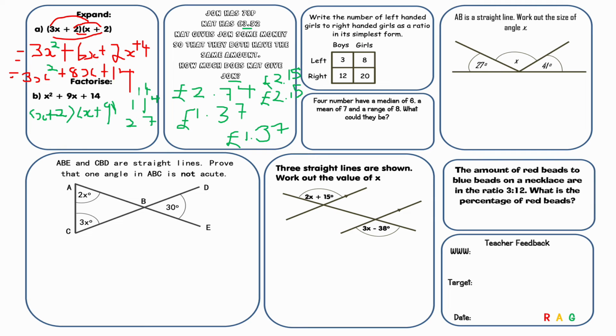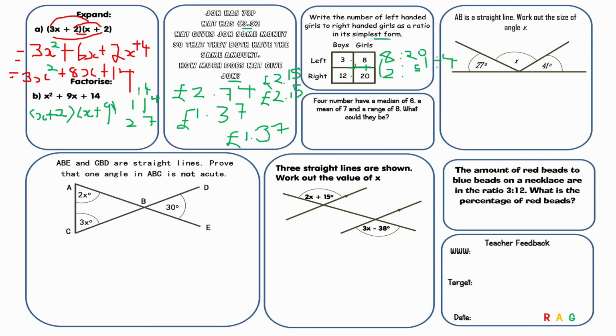Write the number of left-handed girls to the right-handed girls as a ratio in its simplest form. So left-handed is going to be 8, so 8 to 20. Dividing both numbers by 4, I get 2 to 5. Dividing each ratio part by 4, because 4 is the highest common factor of 8 and 20.